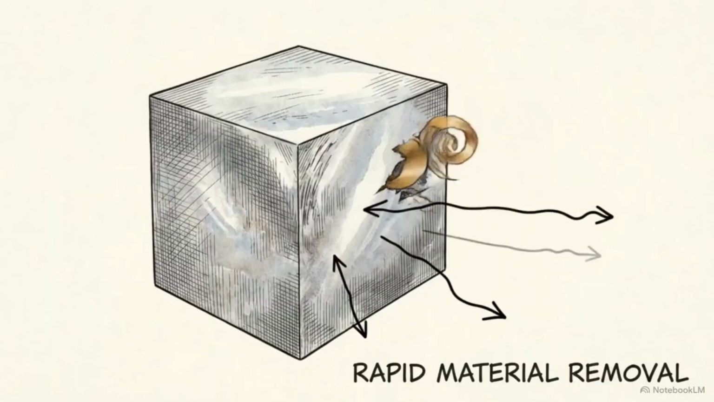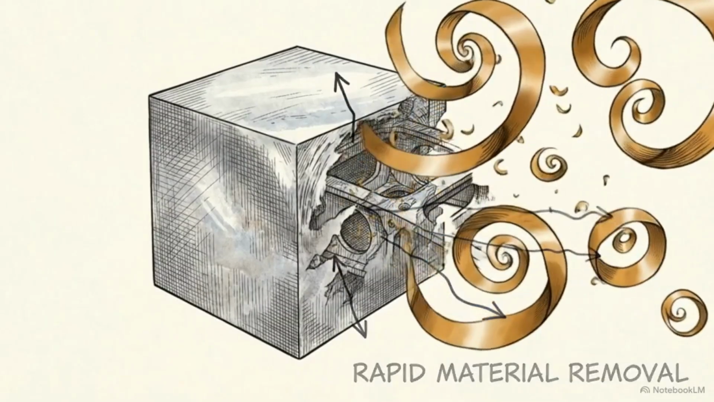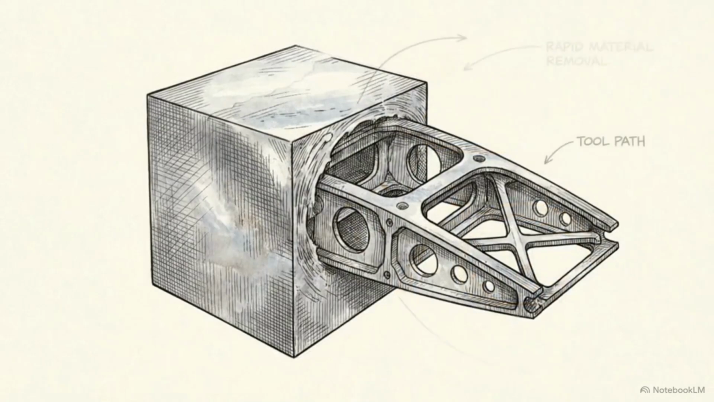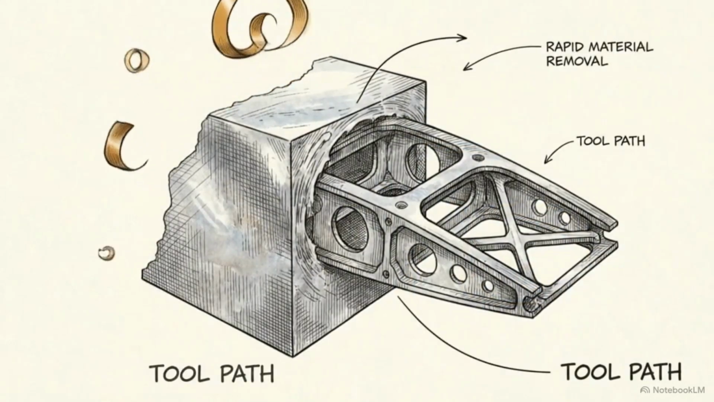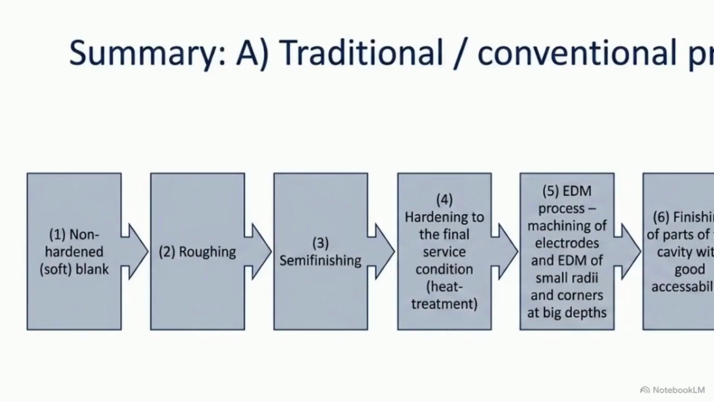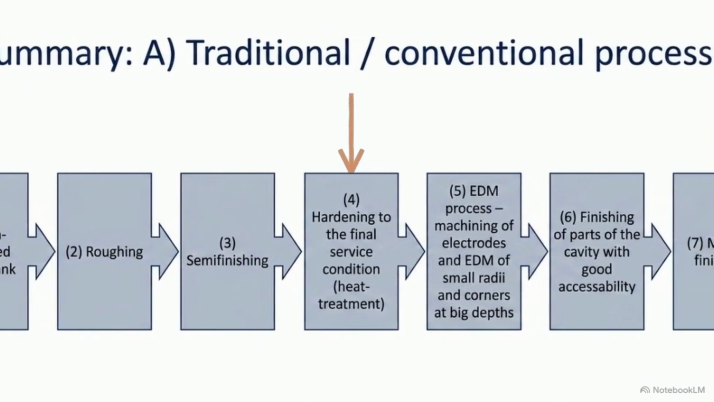To see how that physics translates into industrial value, we have to look at the manufacturing pipeline from raw block to finished part. This is a sequential process map showing the traditional method. We begin with a soft, non-hardened blank. The material must go through roughing and semi-finishing stages to create the basic geometric shape of the component. At this point, the part has to be removed from the machine and sent out for heat treatment hardening. This introduces a major logistical bottleneck, stopping production while the metal is treated.